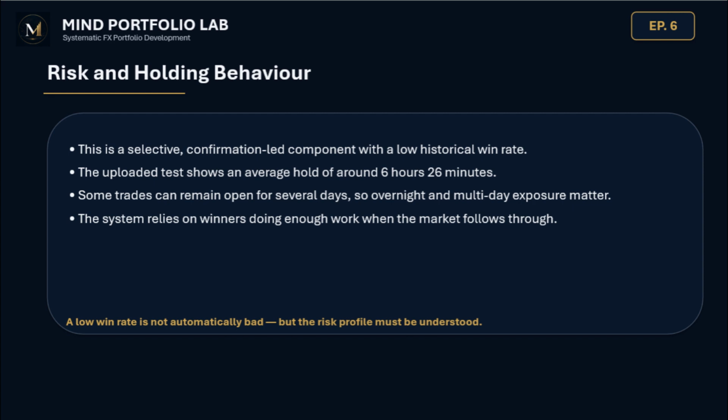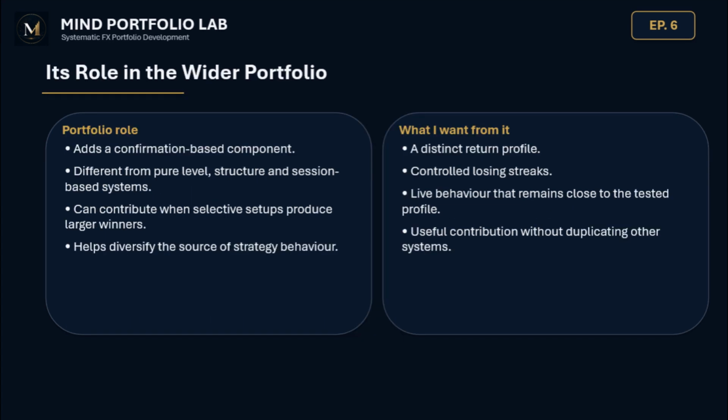For this channel, I am trying not to focus on one headline number. I am more interested in the behavior of each EA, how often it trades, how long it holds, what kind of drawdown it has, and whether it is different enough to justify its place in the portfolio. For this EA, the key point is that it adds a selective confirmation-based component. It is different from the previous systems, and that is why it has a role. At the same time, I need to respect the risk.